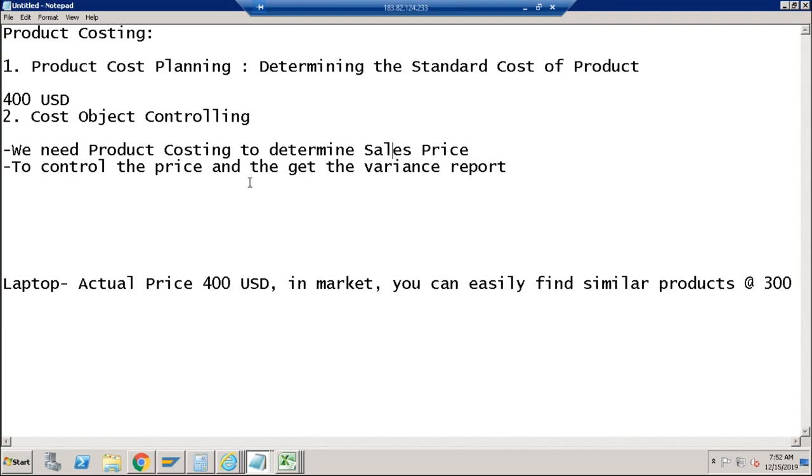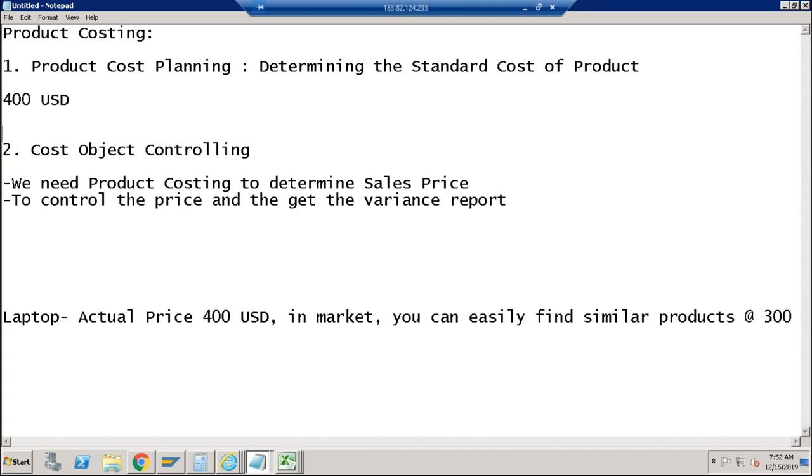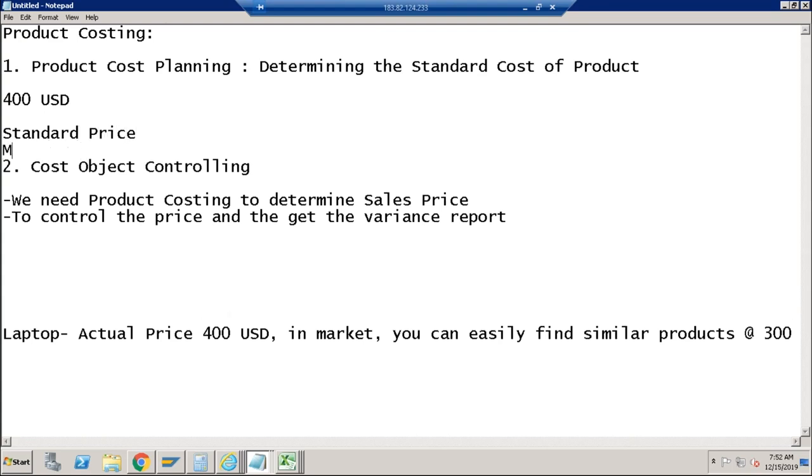right? Now once this price is available to you, this price will be used for valuation purposes. Normally, whenever we are talking about finished products and semi-finished products, we evaluate the materials at standard price. Maybe even if we have still not discussed, have we discussed standard price versus moving average price? I don't think so. So we need to discuss this also. What is the standard price and what is the moving average price?